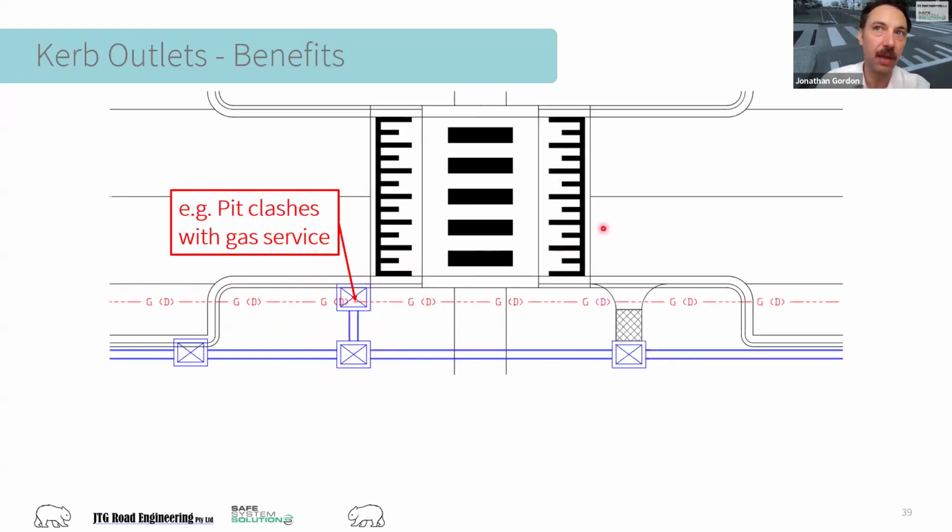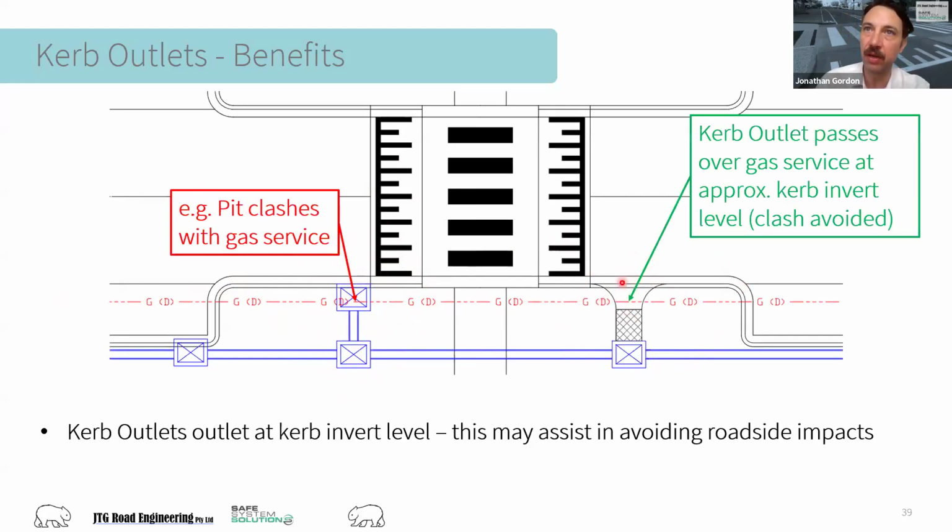But when we look at our curb outlet arrangement, our curb outlet outlets at the invert level and goes over our gas service and connects to potentially an inlet catch pit or a graded pit that's maintained regularly. So curb outlets can assist us in avoiding roadside impacts. And it's not limited to our services. It's trees and other things that make excavation potentially a challenging thing to get a successful result from. Our curb outlets might be the best solution to get water out of the curb here.